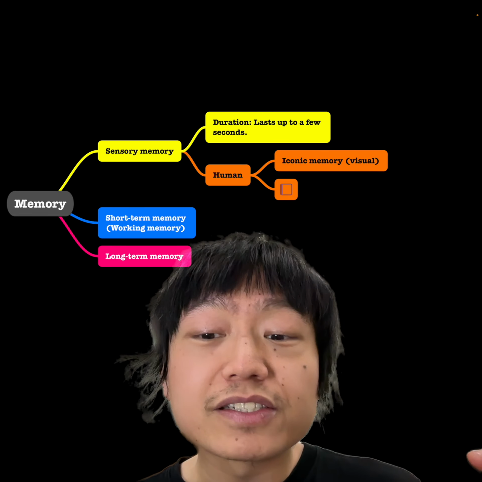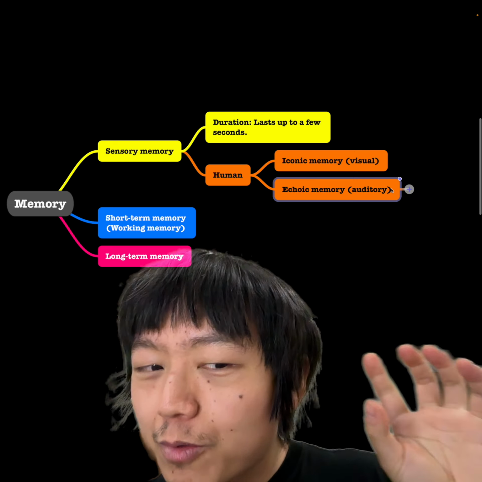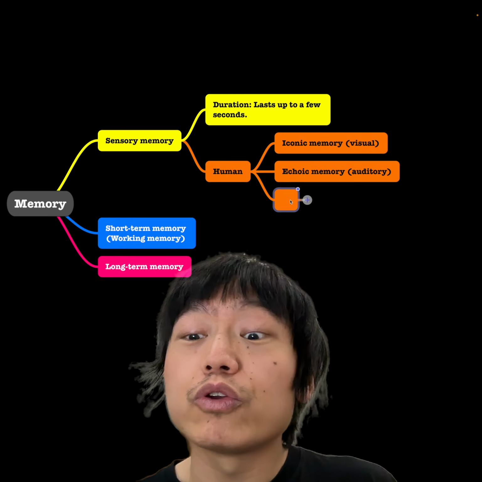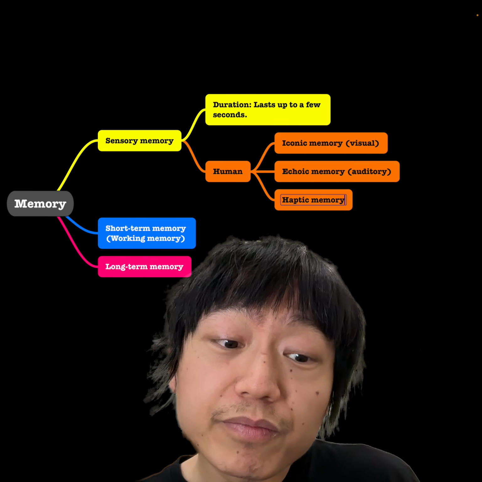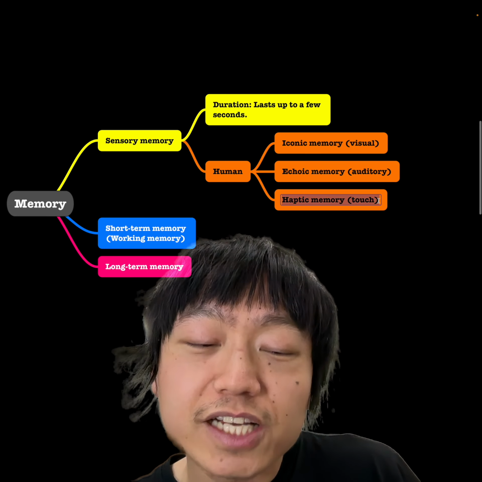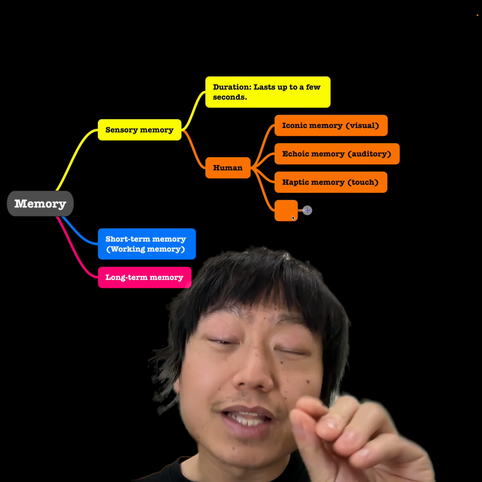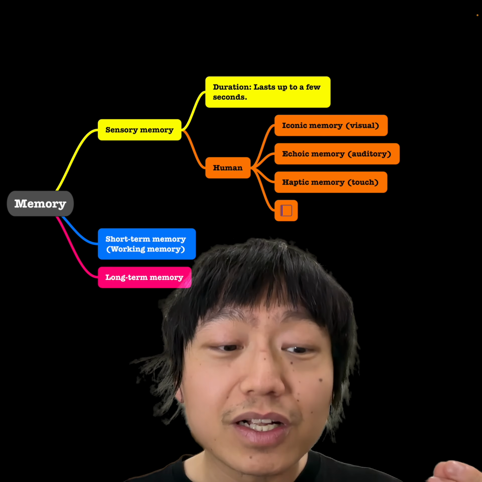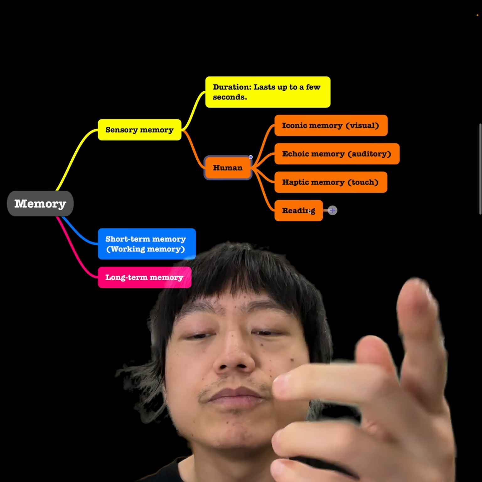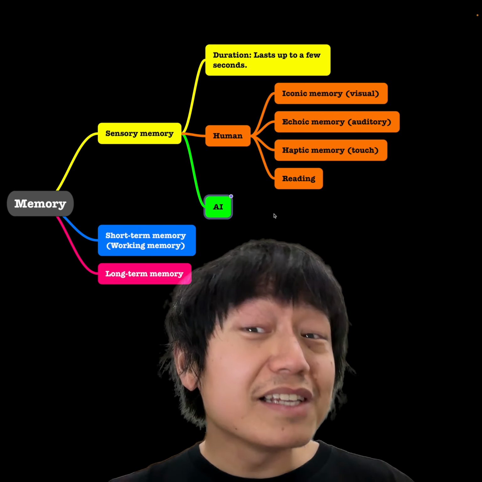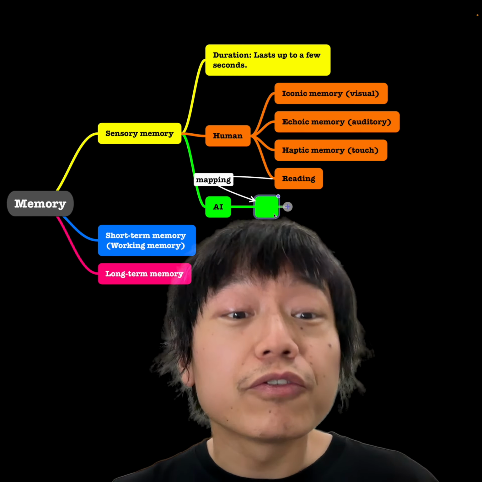Another is echoic memory, which is auditory: the brief echo you hear when someone speaks, which allows you to recall the last few words even if you don't pay full attention. Another is haptic memory, which is touch: the sensation of an object's texture lingering momentarily after you touch it. This mechanism maps in the AI system to learned embeddings, representations of raw input.